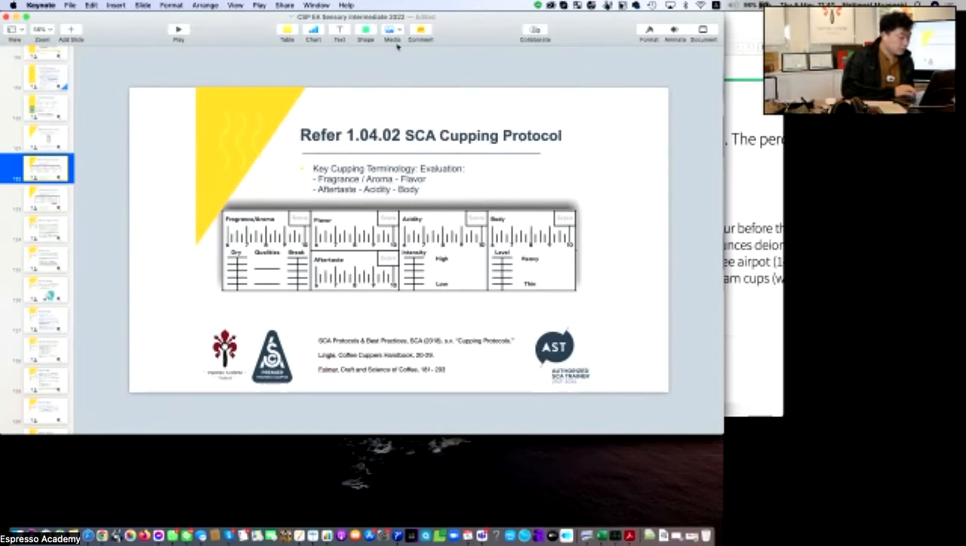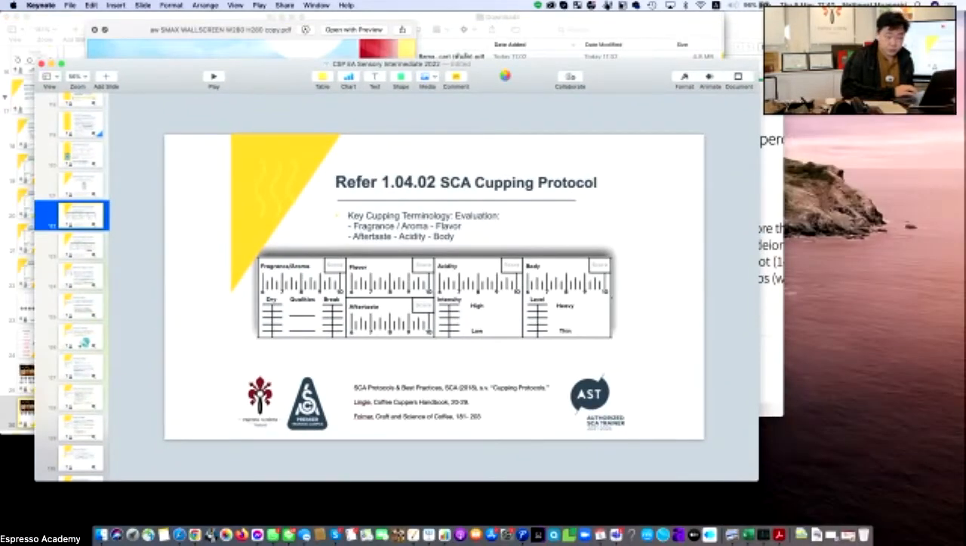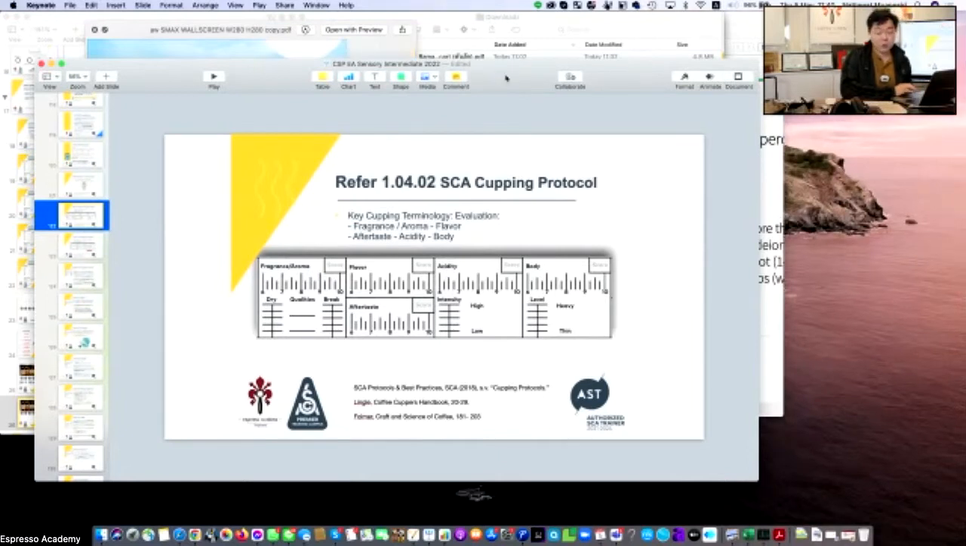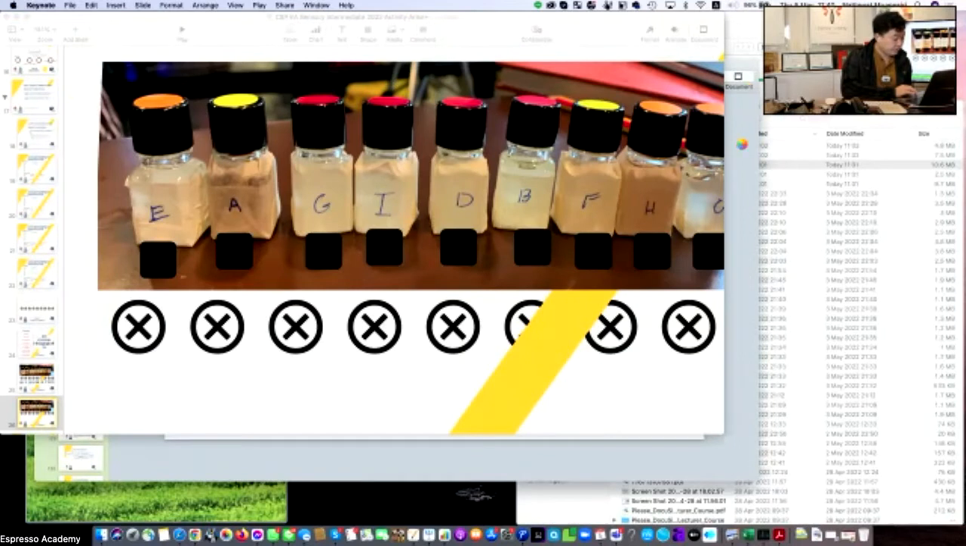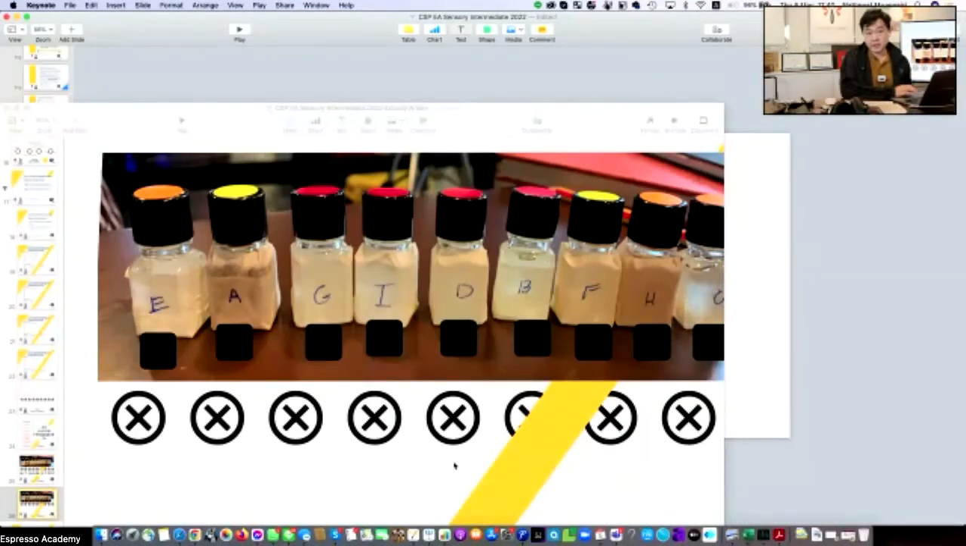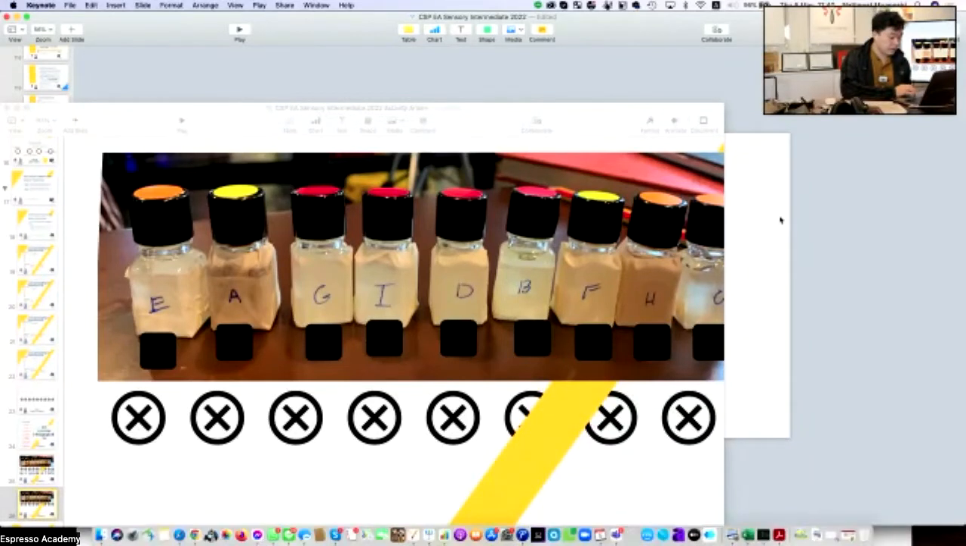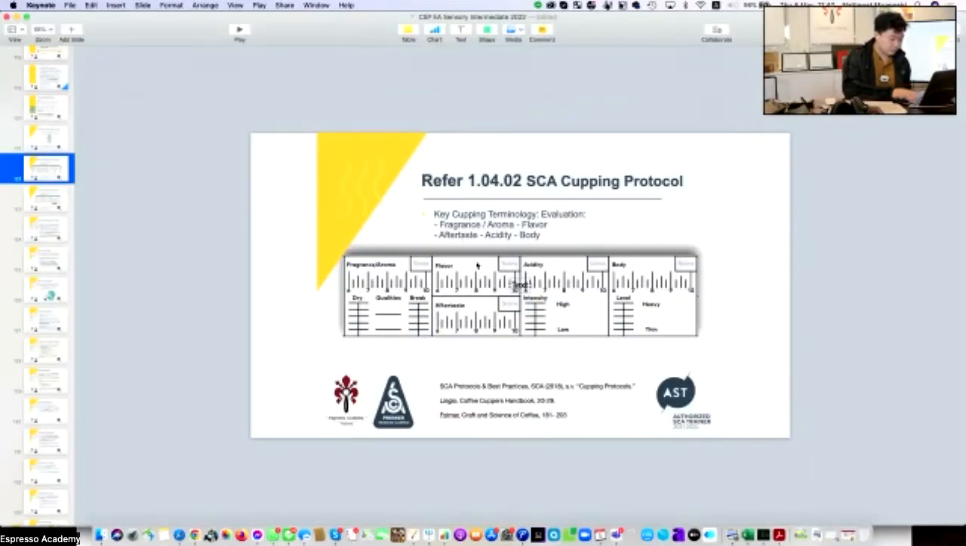Let's see. So this is something that we already use. Everybody follow along. This is how you are going to get 80 plus or not 80 plus, or how we will try to calibrate with each other next week with some of the coffee we have. Let's see.